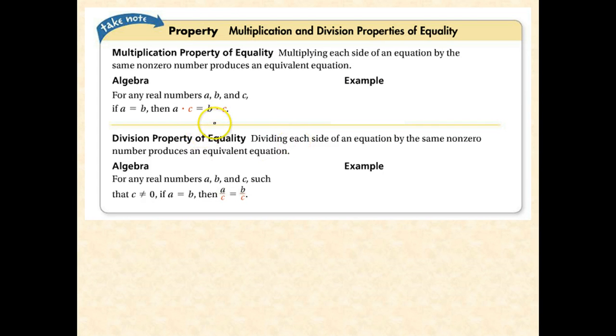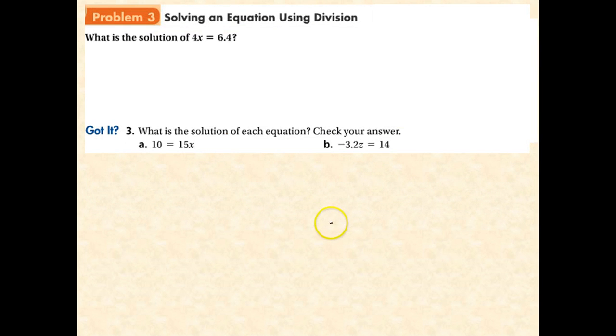Anywho, we also have multiplication and division properties of equality, which you might guess mean that you can multiply both sides of an equation by the same number, and you can divide both sides of an equation by the same number. So if you have x over 3, you can multiply both sides by 3. And if you have 5x, you can divide both sides by 5. Cool. Let's see how they work.